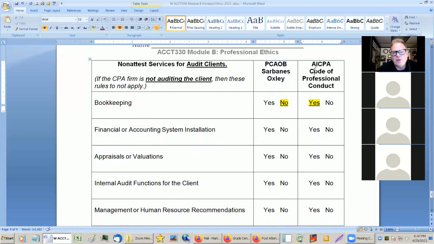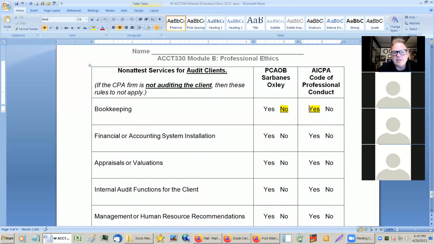Okay, so the AICPA code. So yes, and then people raise their eyebrows. Say, really? Yeah, you can do the basic bookkeeping for a client and still do the audit. Basically, if you make any journal entries, the client will have to approve them before they get entered. But the basic bookkeeping can be done by the CPA firm. They can't approve journal entries that go into the actual financial statements.